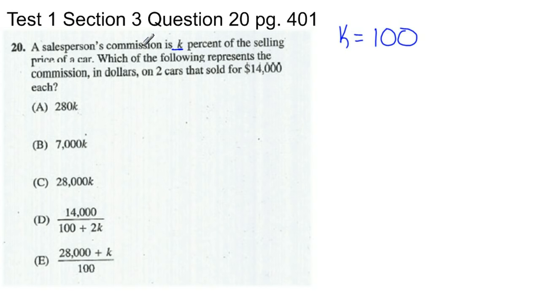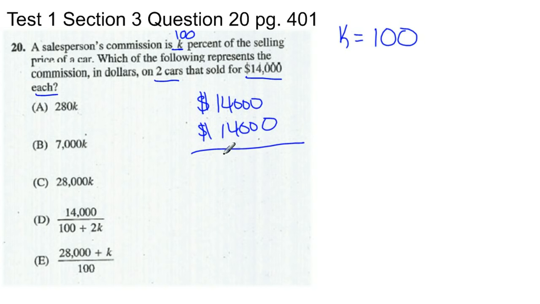So now let's go back and reread this. A salesperson's commission is 100% of the selling price of a car. Which of the following represents the commission in dollars on 2 cars that sold for $14,000 each? Well, we had car 1 that sold for $14,000, and then we had car 2 that sold for $14,000. Okay, so total, the price was $28,000. Okay, now what do we do with that?